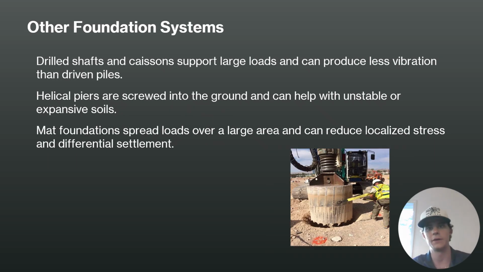There are several other foundation systems that can be used when traditional foundations are not practical. Drilled shafts and caissons are created by drilling into the ground and constructing the foundation within the drilled hole. One advantage is that they can create less vibration than driven piles, which can be important when working near existing buildings. Another option is a helical pier. These are installed by essentially screwing them into the ground until they reach soil that can provide enough support. They can be useful in areas where the soil is unstable or expansive.